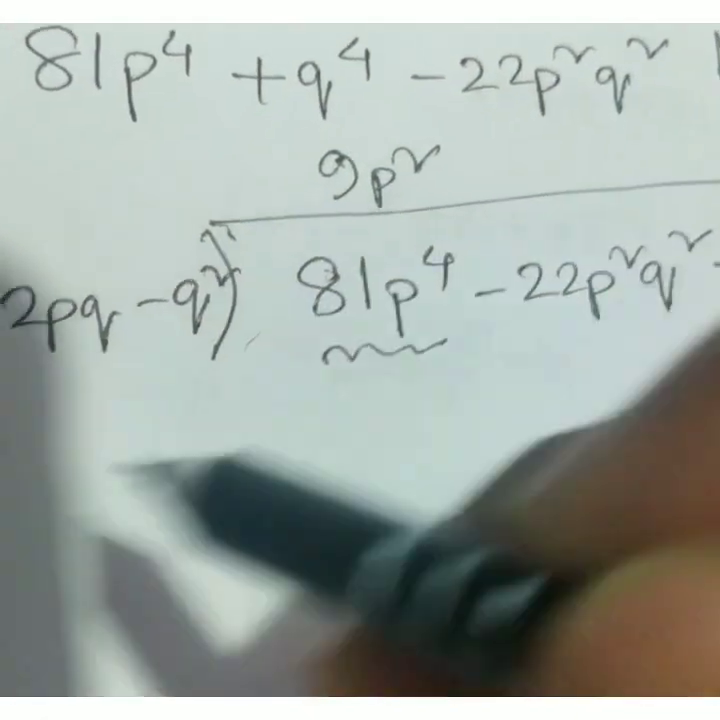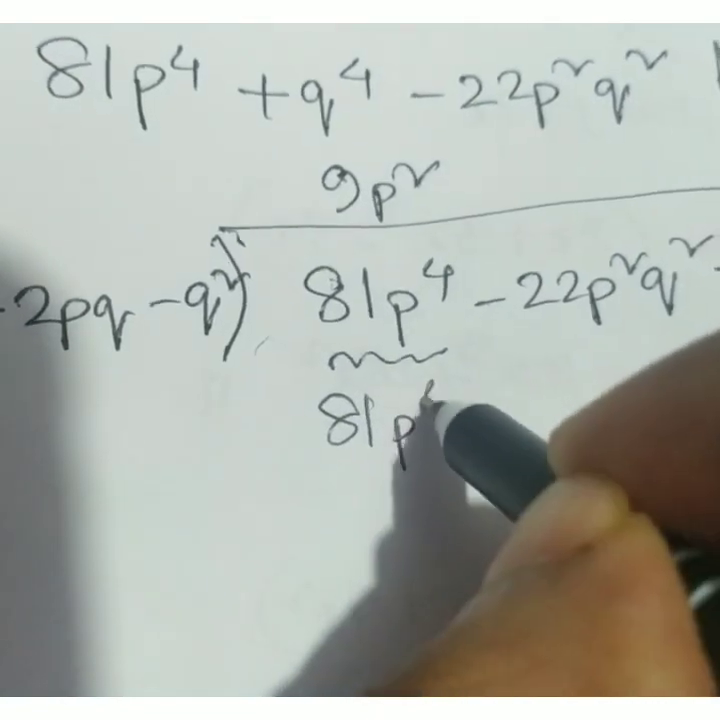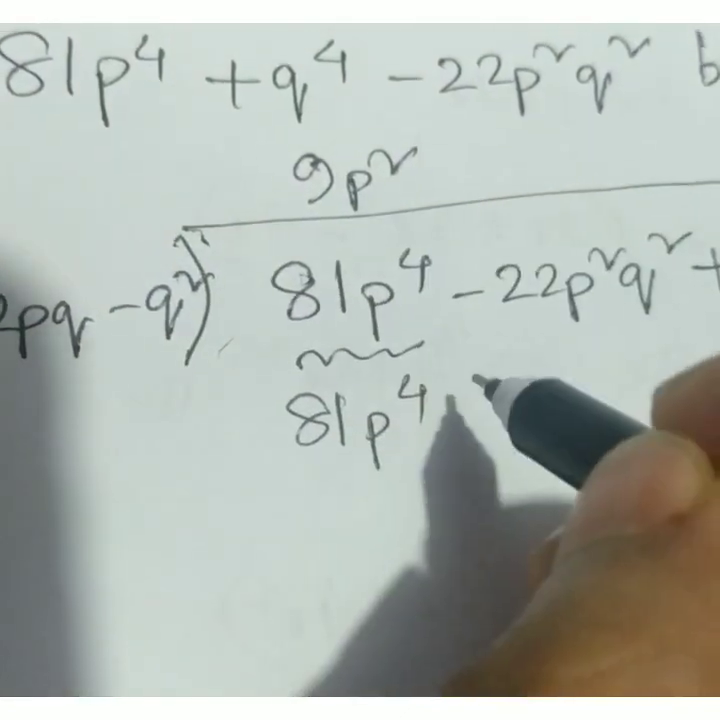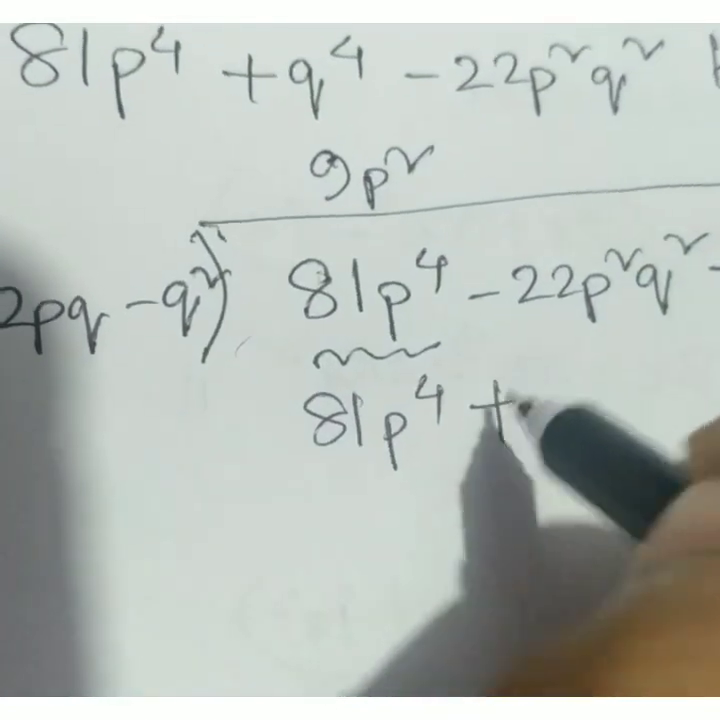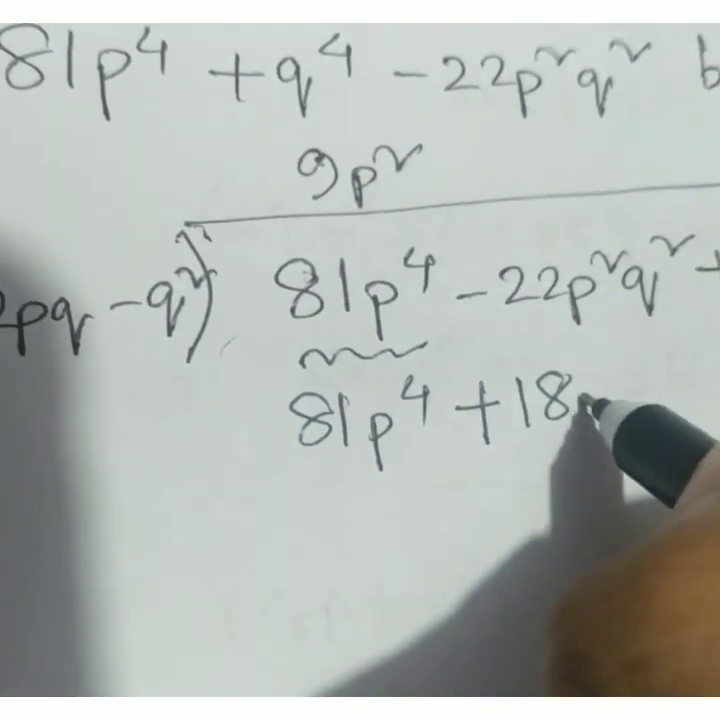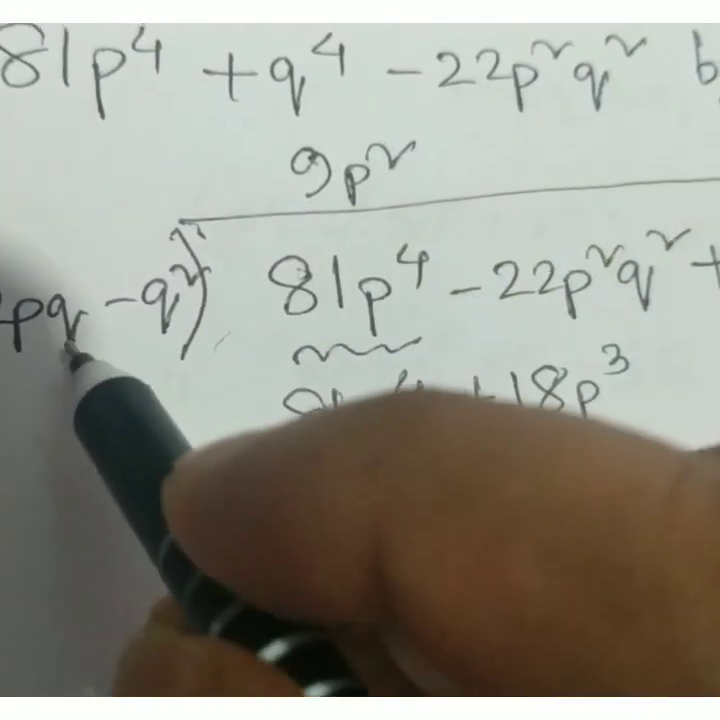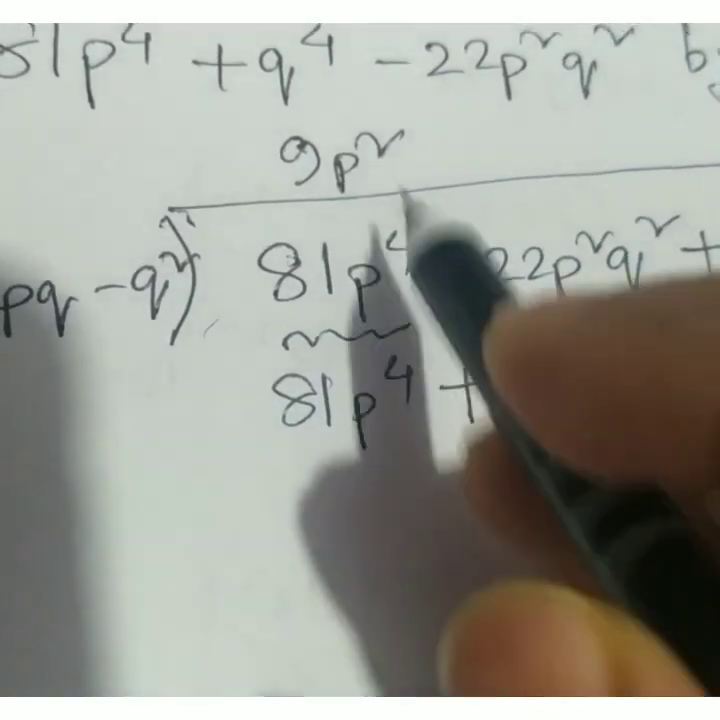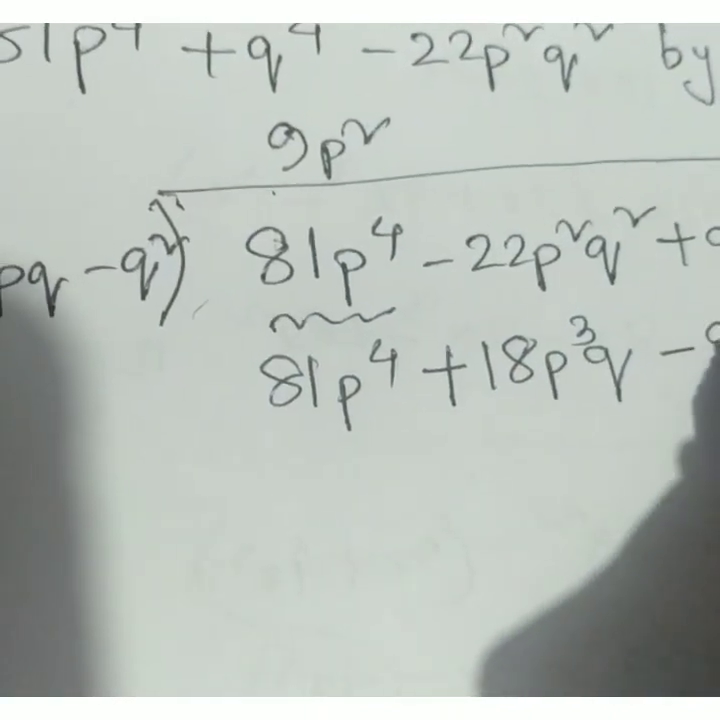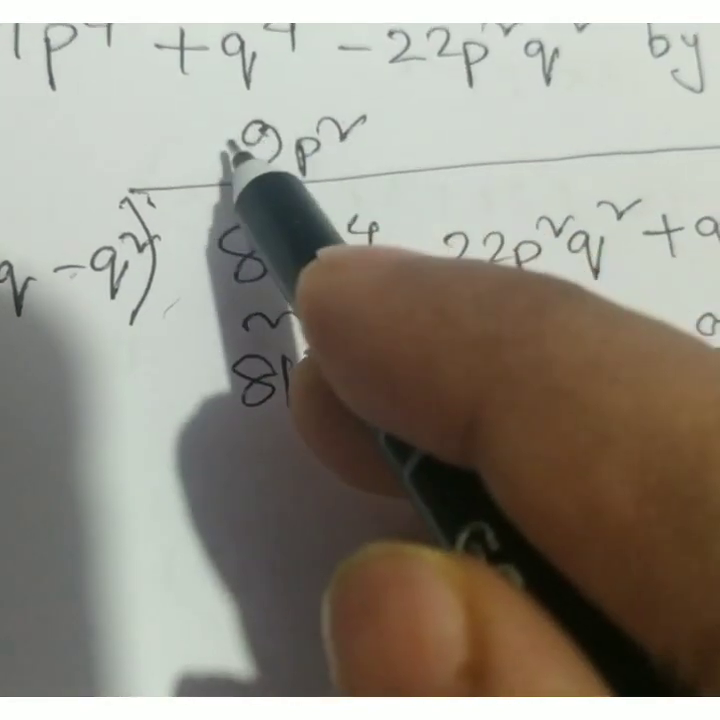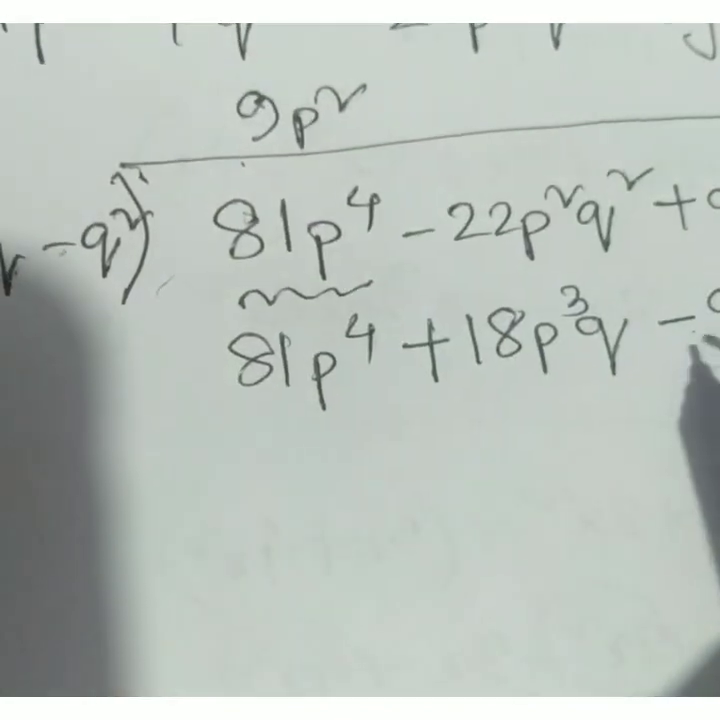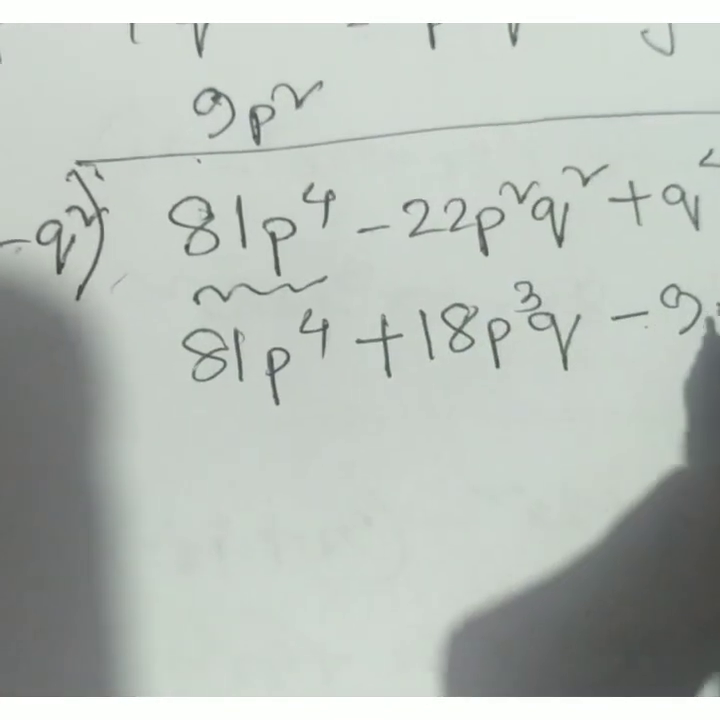So 9p² into 9p², 81p⁴. 9p² into 2pq. 9 into 2 is 18. First there is a plus sign, so we write plus. 9 into 2 is 18, p² into p, p, and q. Then this 9p² multiplied with minus q². Since there is no sign, it will be only minus. Odd number of negative signs is minus. So 9p²q².